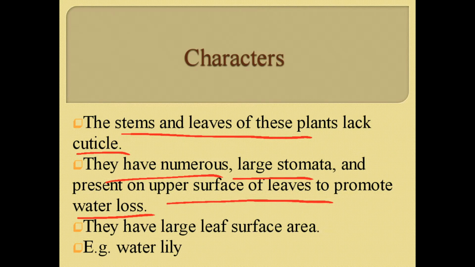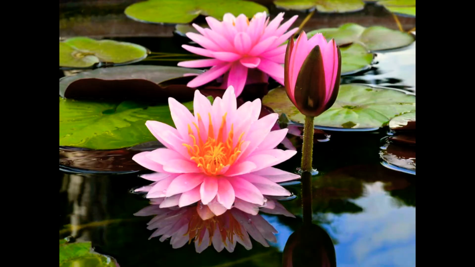The third one is that they have a large leaf surface area, and the higher the leaf surface area, the higher the rate of transpiration. An example is the water lily, which is a partially submerged plant. Here's the figure. You can see a leaf with a high leaf surface area. Also, the stomata are present on the upper surfaces of leaves, and the stems and leaves of these plants lack cuticle.